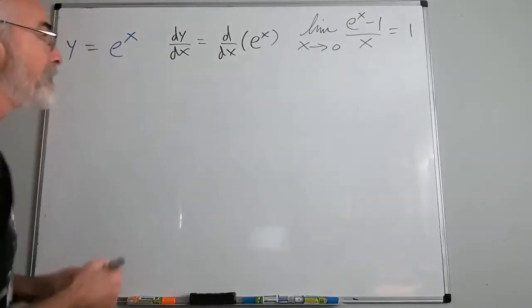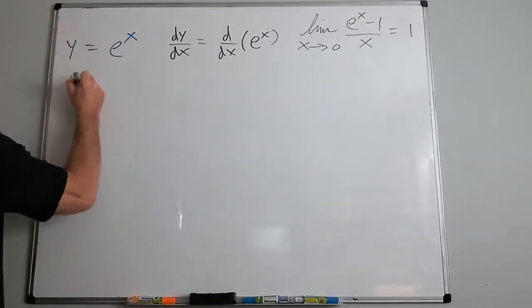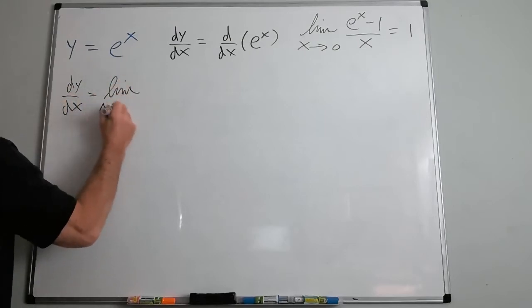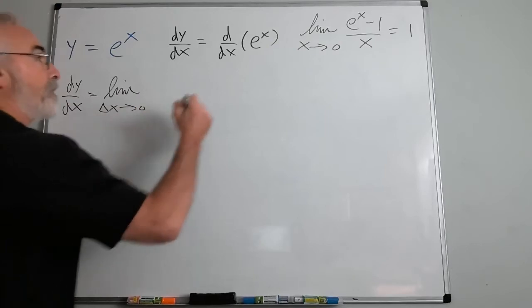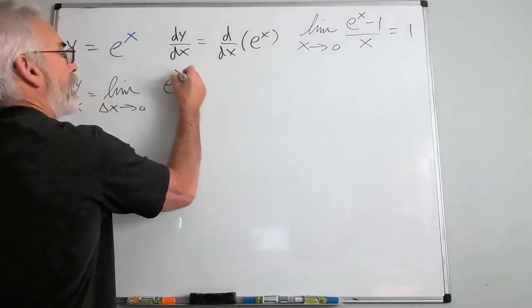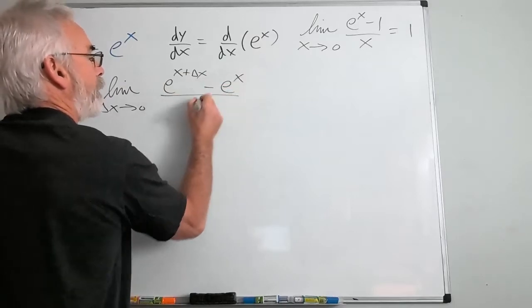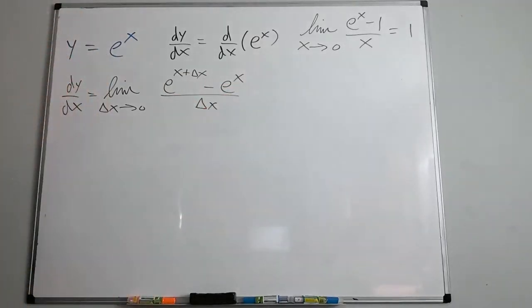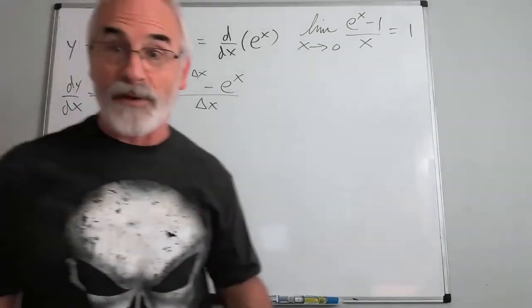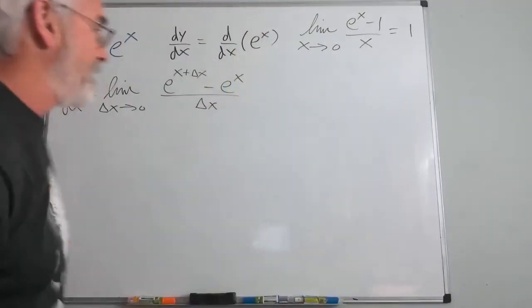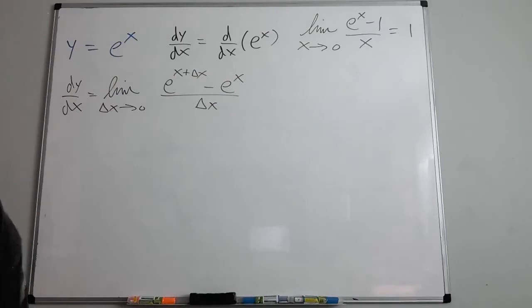Definition of the derivative. So dy/dx is the limit as delta x approaches 0 of e to the x plus delta x minus e to the x, all over delta x. If I don't say anything else today, I've at least said one correct thing. Okay, that's the definition of the derivative. That's why we learned it. That's why we've been using it, because that's the only way I can get this derivative. You say, well, how am I supposed to work with that?